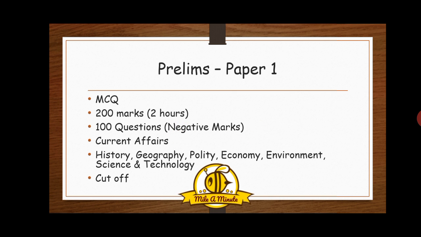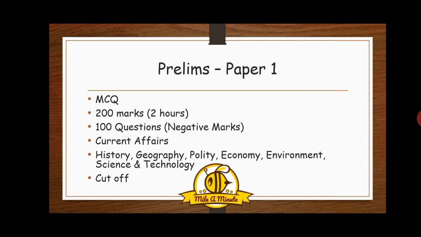The questions are majorly asked from history, geography, current affairs, polity, economy, environment, science and technology, etc. These are the topics in which Prelims paper 1 is asked. You should go through all these subjects to get qualified in paper 1. Current affairs is the major area to focus on, because most of the questions will be related to current affairs.